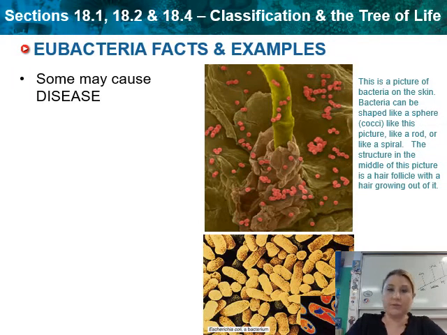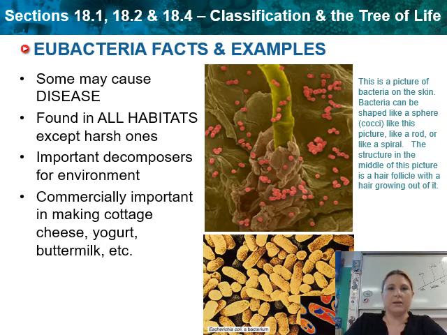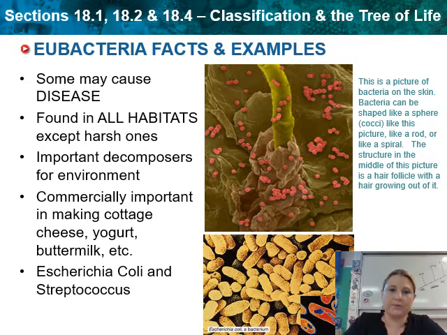Some examples of eubacteria now. A lot of them, or some of them, cause diseases. Bacteria, like the things that live on our skin, causing us to get sick. Some can be found in basically all habitats everywhere around us. They're not in the harsh environments like those Archaebacteria, though. They're important as decomposers for the environment because bacteria break things apart and decompose them. They're also commercially important for making things like cottage cheese, yogurt, buttermilk, things that are fermented. Some examples are E. coli and then Streptococcus, which is strep throat.